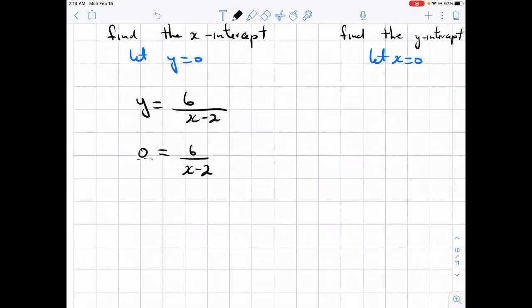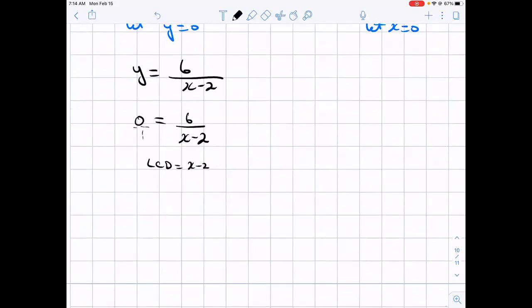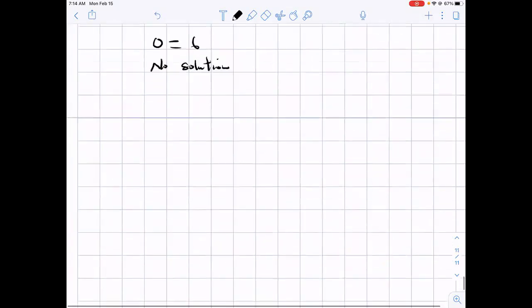Because this is like 0 over 1. The lowest common denominator is x minus 2. And if you multiply both sides by x minus 2, this side will become 0. The x minus 2 will cancel, so you get 0 is equal to 6. So here we have no solution. So there is no x-intercept.